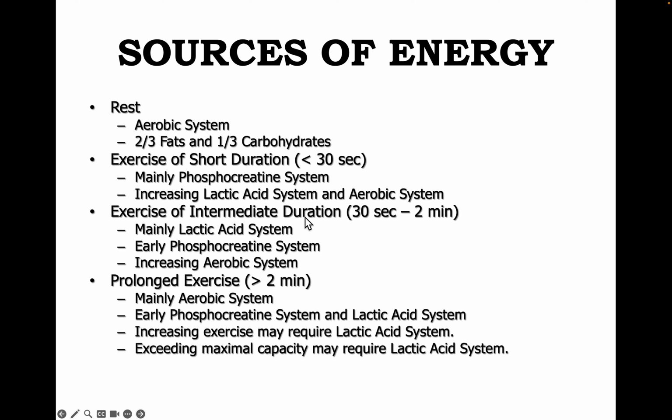For intermediate exercise duration, 30 seconds to 2 minutes, the main source of energy is going to be the lactic acid system, otherwise known as glycolysis. Early on in this exercise bout, phosphocreatine is going to provide a good percentage of the energy, but it will continue to drop off as we get closer to 2 minutes. The aerobic energy system provides the additional ATP, especially as we get closer to 2 minutes of exercise.